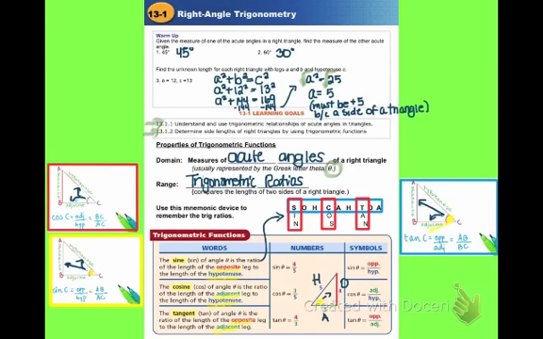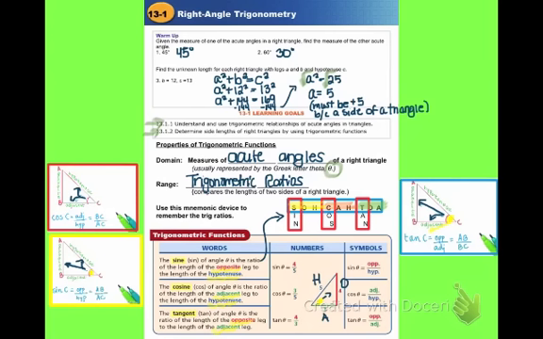So when we use this mnemonic device, SOHCAHTOA, the SOH part, SOH means sine is opposite over hypotenuse. And then the CAH is the cosine, that's the adjacent over hypotenuse. And then the TOA will be the opposite over adjacent. And again, when we say opposite and adjacent, we mean legs. Okay, so I think we've got the ratios down.